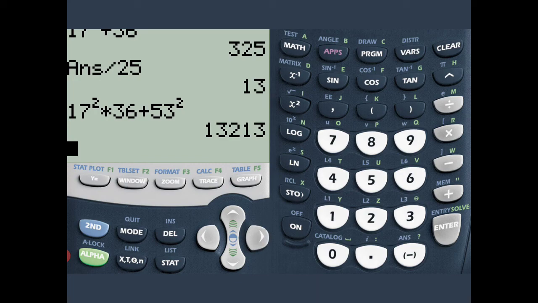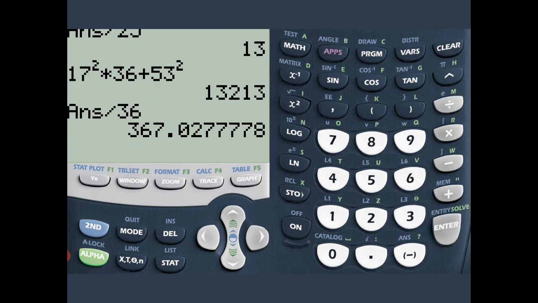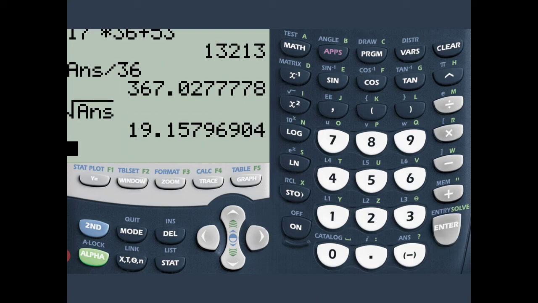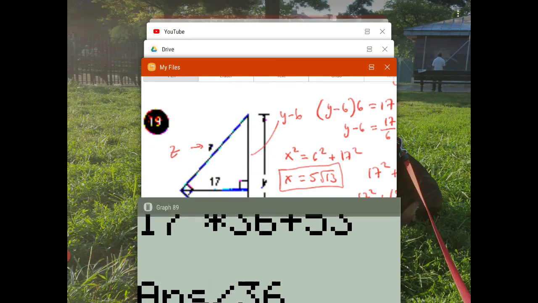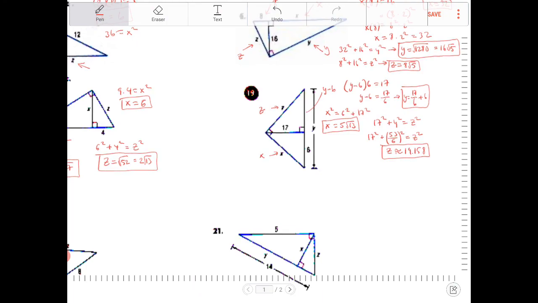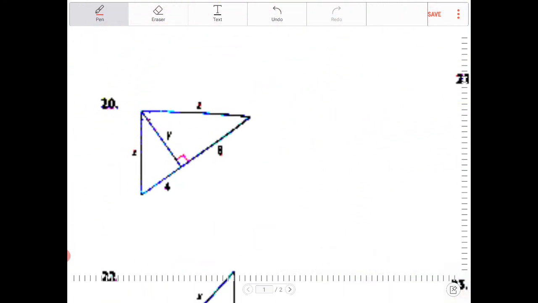That's 13,213 over 36. And I want to take the square root of that. 19.158. So z is approximately 19.158. I'm not even going to attempt to reduce the radical just because this question is too crazy. Okay. Moving on. Question 20.